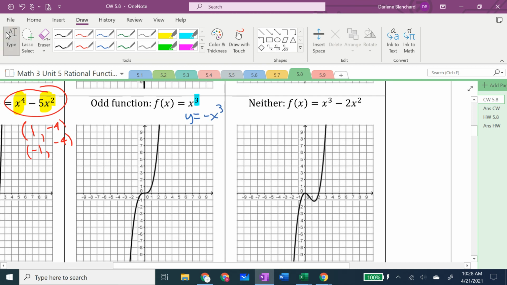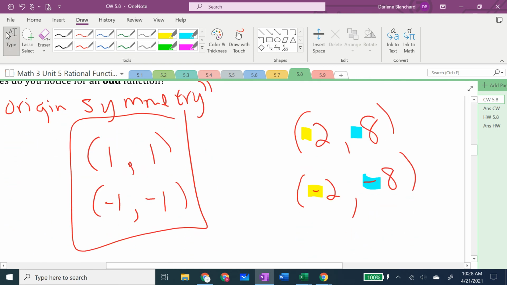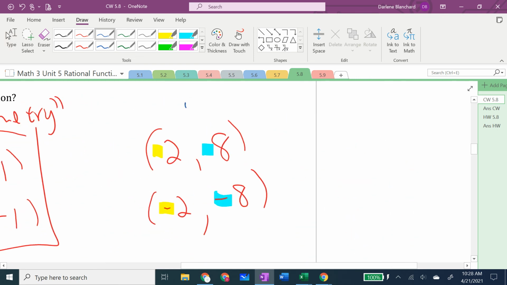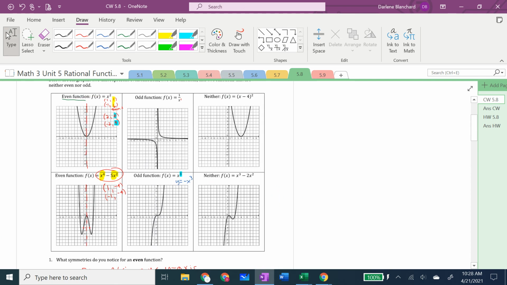But -x cubed causes the positive 2 to create a -8 and the -2 to create a positive 8. The main thing is if these are opposites, these are opposites. And that's what makes something to be considered an odd function.